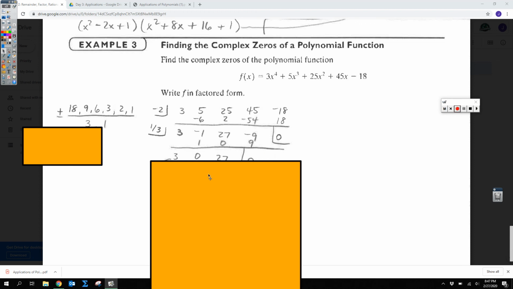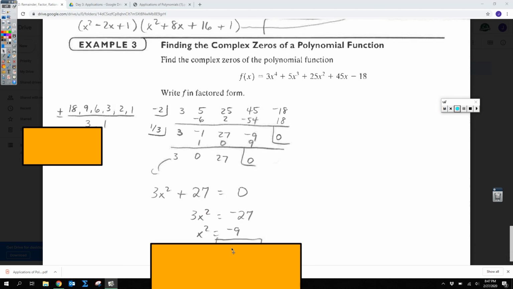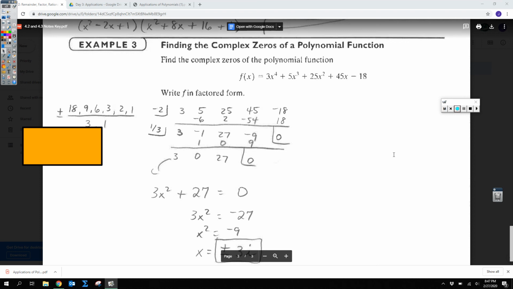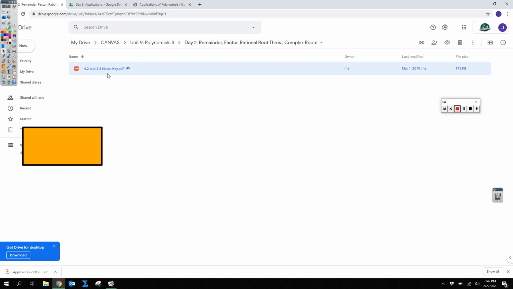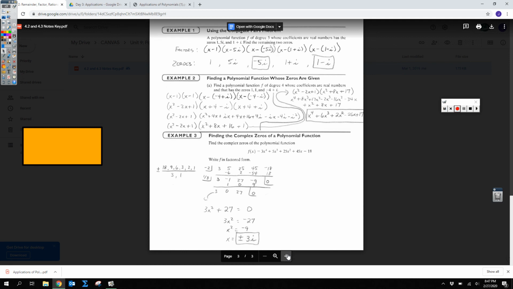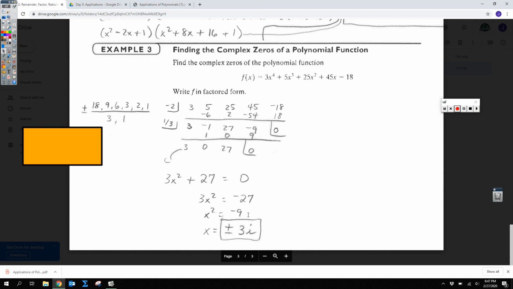And what's left over is this 3, which now is 3x squared, and this 27. Well, 3x squared plus 27, we can set that equal to 0 and try to factor it out. If you notice, it's not going to factor out unless we start going into the imaginary numbers, our complexes. Because we can divide by 3 right here, we get our negative 9. And of course, the square root of negative 9 is plus or minus 3i. So that's what the question was looking for: to write f in factored form, and also to list out those complex zeros. Let me zoom in one more time. Sorry about that. So right here, here's our complex zeros, plus or minus 3i.